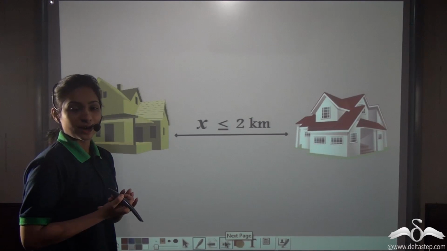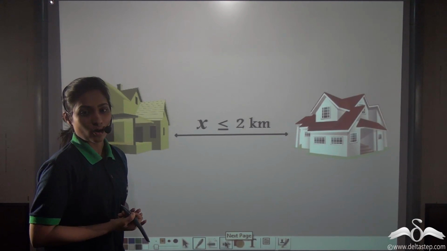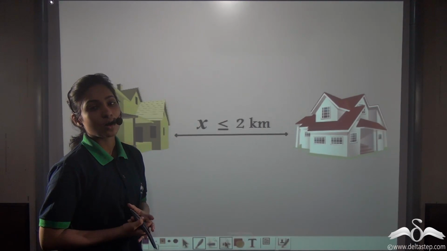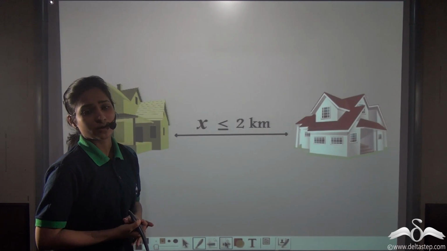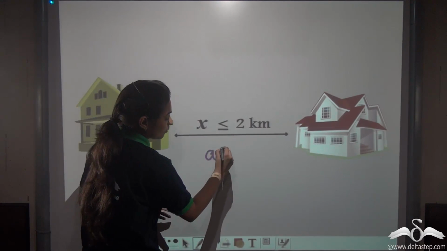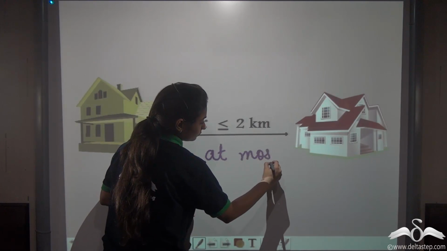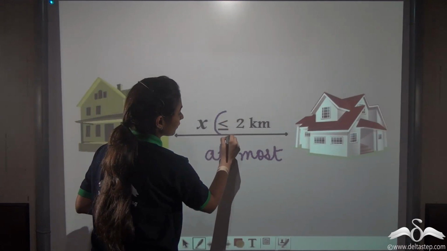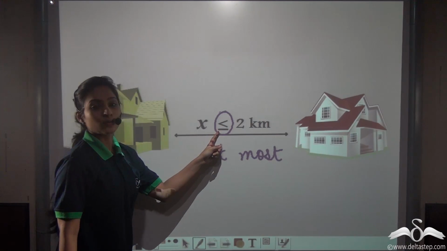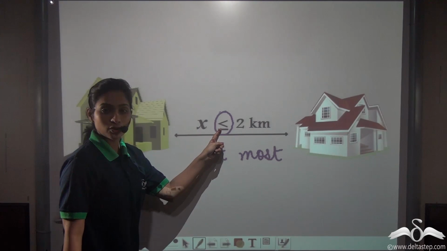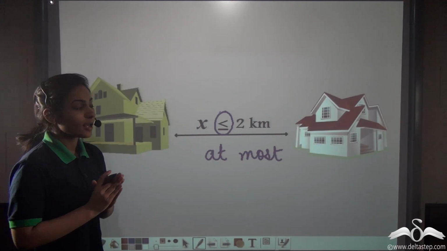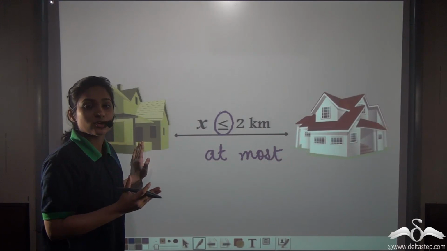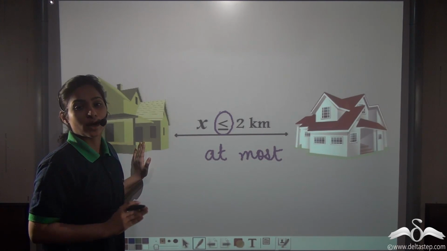Now suppose you have a relative who is asking you to visit their home. Now they told you that you can easily come to their house because their house is at most 2 kilometers from your house. What did I say? At most. Now what do you mean by at most? Well, at most means less than or equal to. Well, what is this less than or equal to? That means your relatives are sure that your house and their house has a distance of 2 kilometers or less than 2 kilometers, but definitely not more than 2 kilometers.